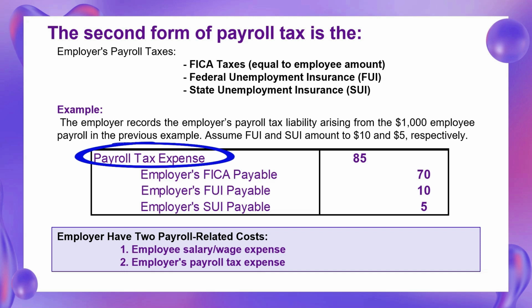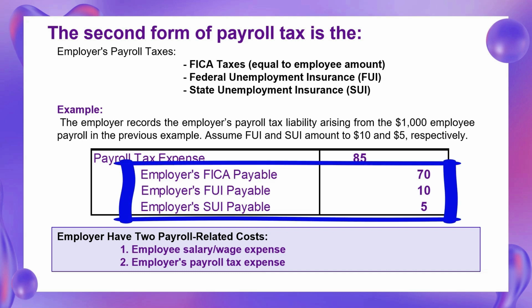In this case, the payroll tax expense would be accounted for as a debit to the expense, payroll tax expense. This is a cost incurred for the privilege of being an employer. The credits are to cash as we pay them, or in this particular case, maybe we'll show it as employer's FICA payable, employer's FUI payable, and SUI payable, meaning that we're going to pay them in the near future.